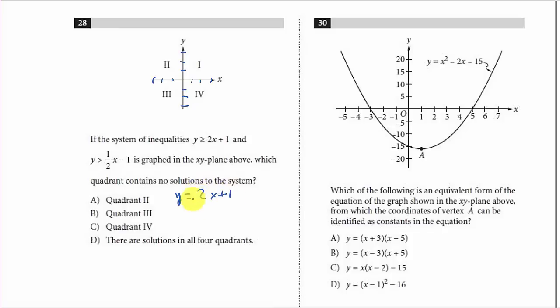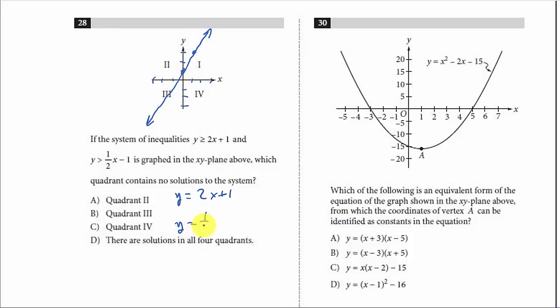Y equals 2x plus 1. We graph the equation. So we've got a y-intercept of 1 and a slope of 2. So that means we go up 2 and over 1. So that line is going to look like this.